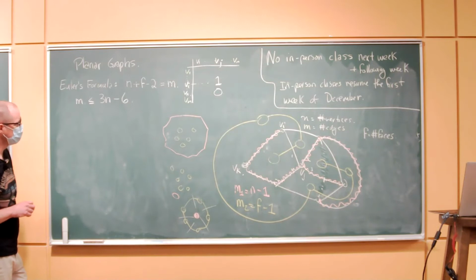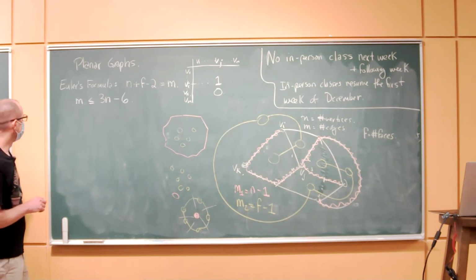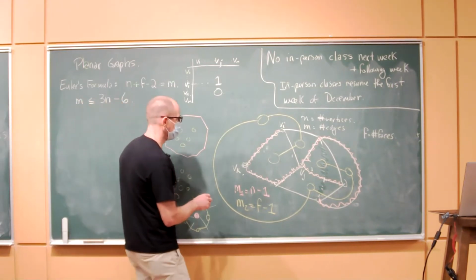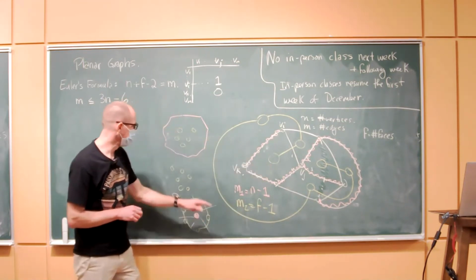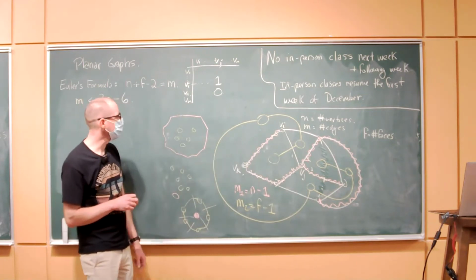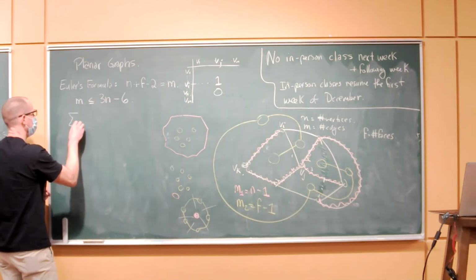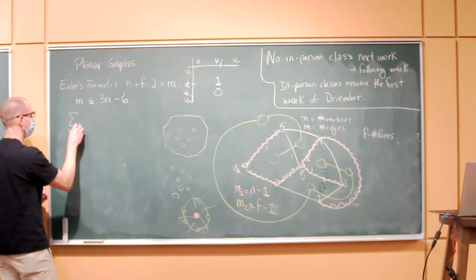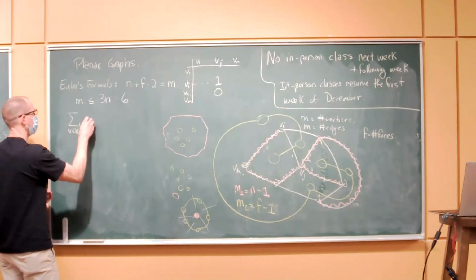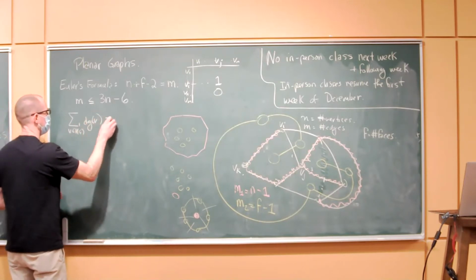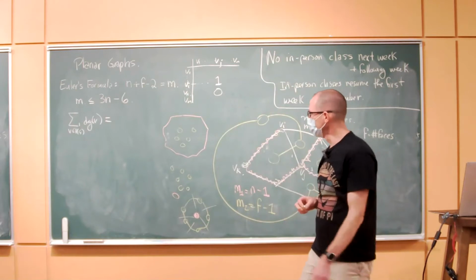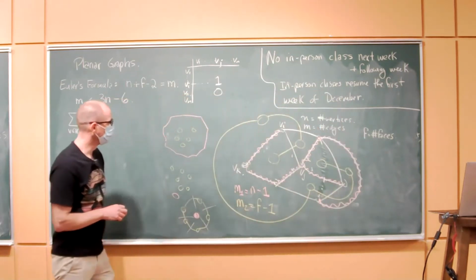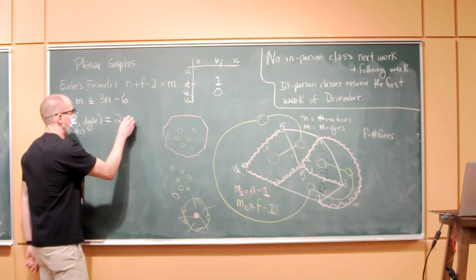What else can I tell you about graphs? So this is about planar graphs. The degree of a vertex, I didn't say it, is just the number of edges incident to that vertex, the length of its adjacency list in an adjacency list representation. So if I add up over all the vertices in my graph the degree of that vertex, what does that add up to? 2 times the number of edges. So 2 times M. Why?